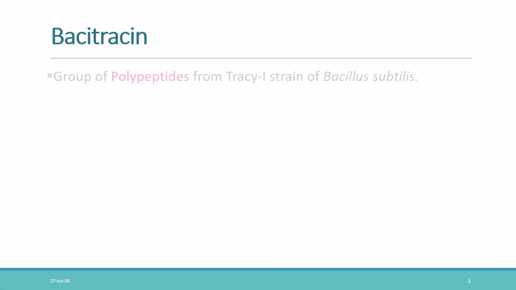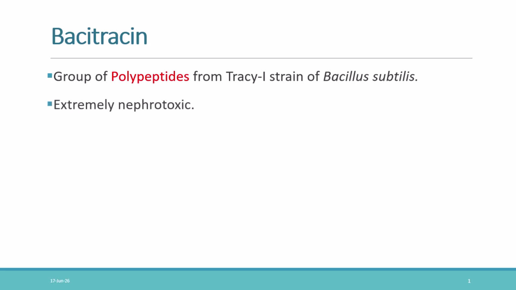Bacitracin consists of a mixture of polypeptide antibiotics produced by certain strains of Bacillus subtilis. Its mechanism of action involves interference with bactoprenol recycling, a process required for transporting peptidoglycan precursors across the bacterial cell membrane. Without an effective transport system, cell wall synthesis cannot proceed.